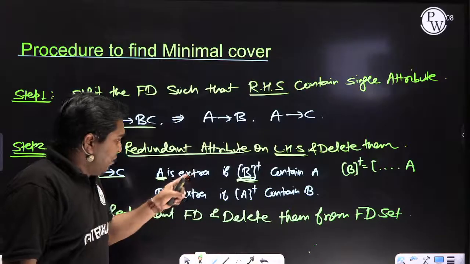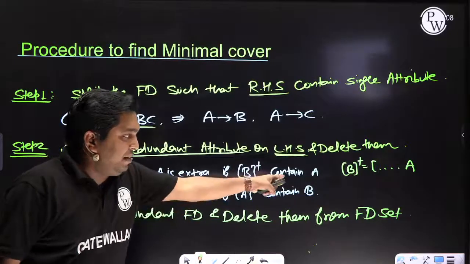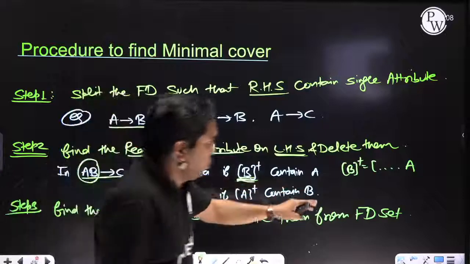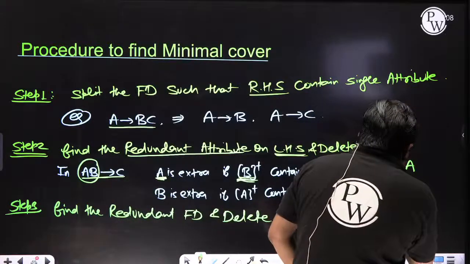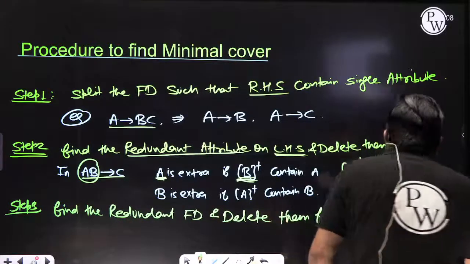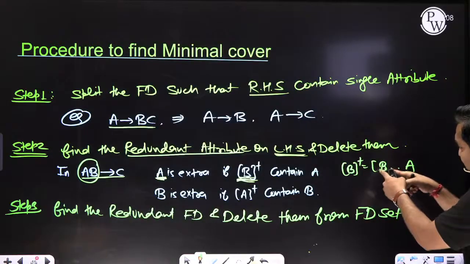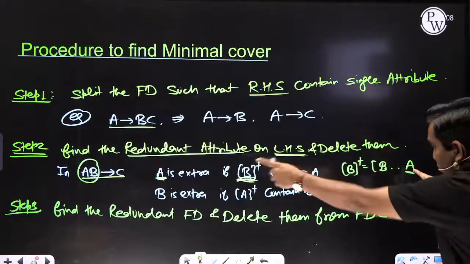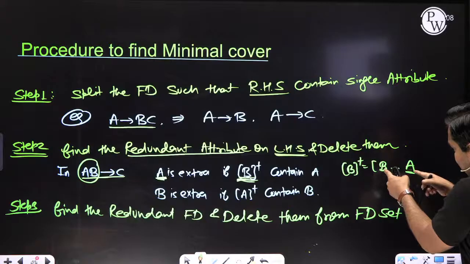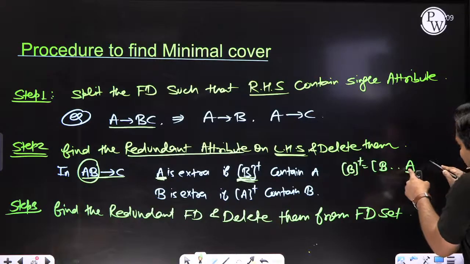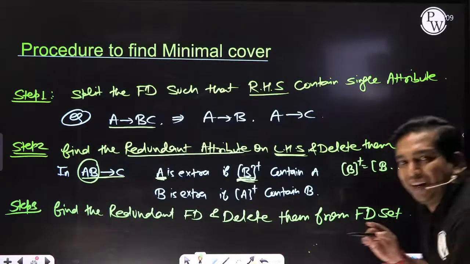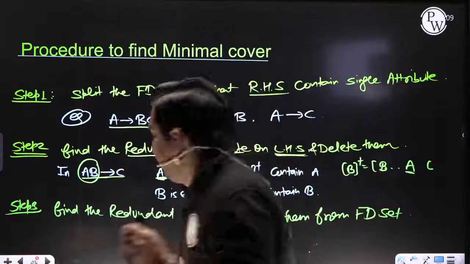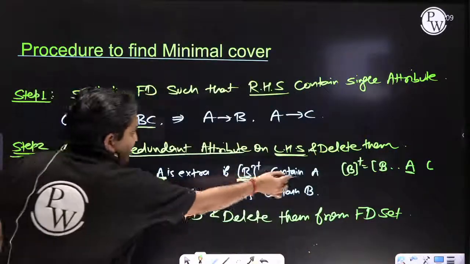A is extra if B contains A, or B determines A. Now children, if you are determining A from B, then whatever you are getting from AB to C, again you are getting AB, then you are getting C also. Are you getting my point? That's why directly you can say in this manner also.